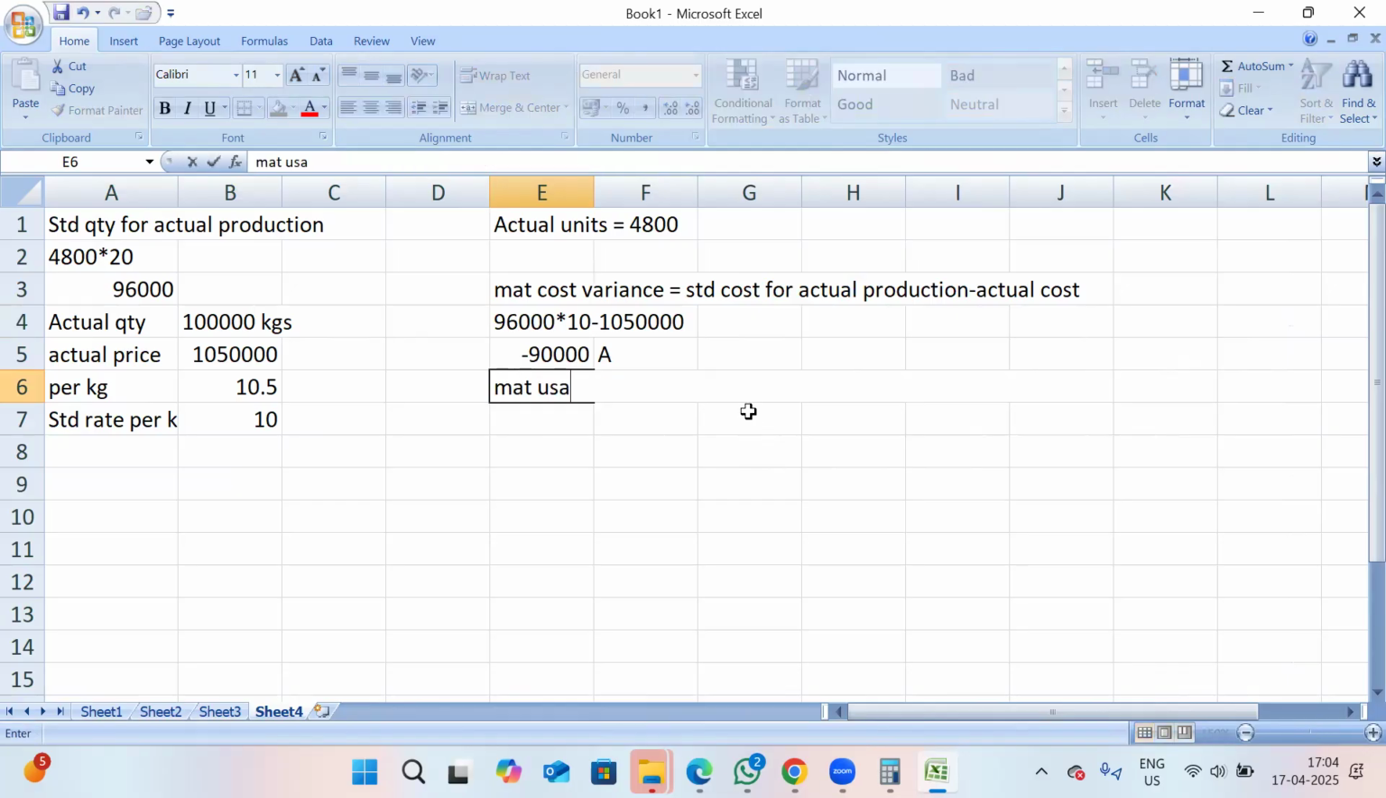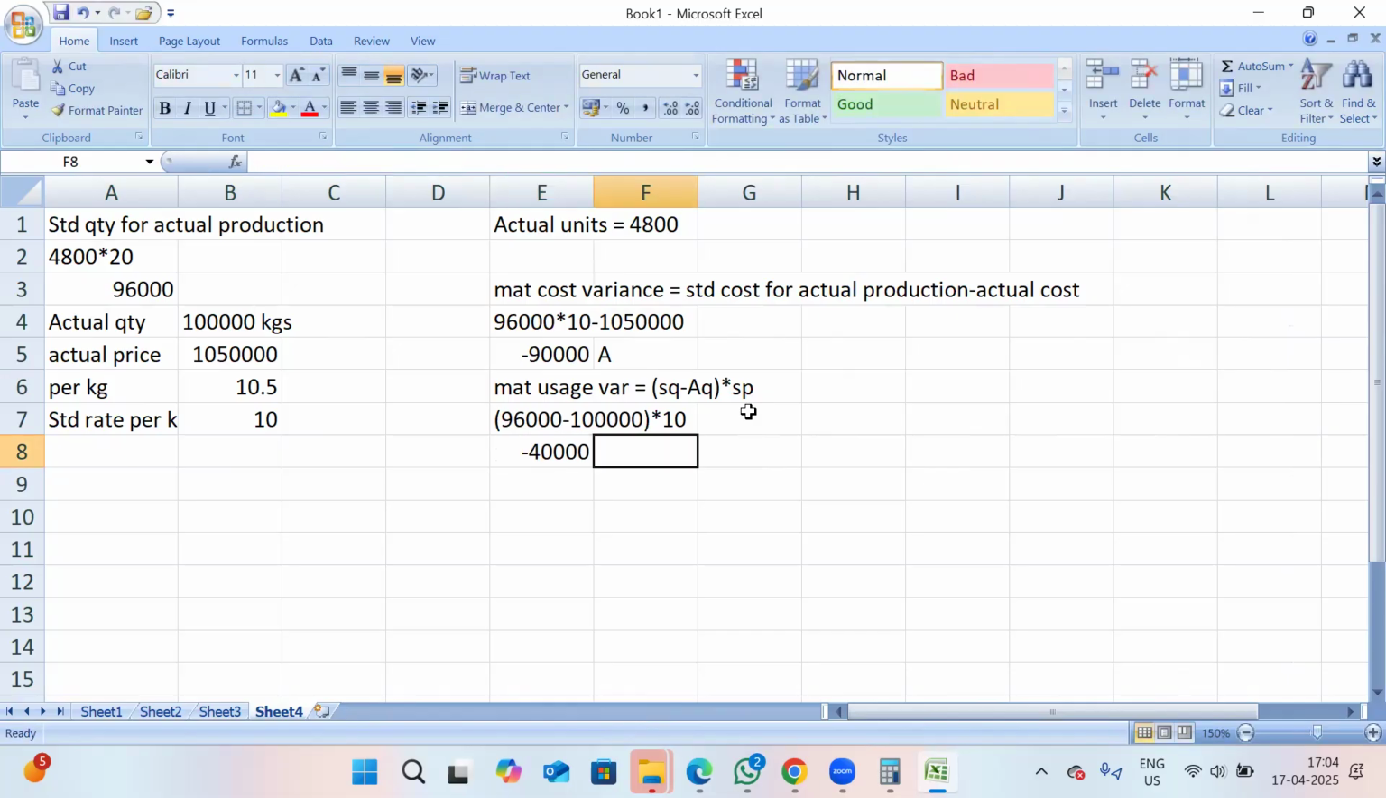Material usage variance. Usage variance means the difference should be between material usage, right? That is standard quantity minus actual quantity into standard price. What is my standard quantity here? 96,000 kgs, which we already calculated. So 96,000 minus actual quantity, that is 1 lakh, into standard price, that is 10 rupees. Again, this is an adverse variance, that is 40,000.